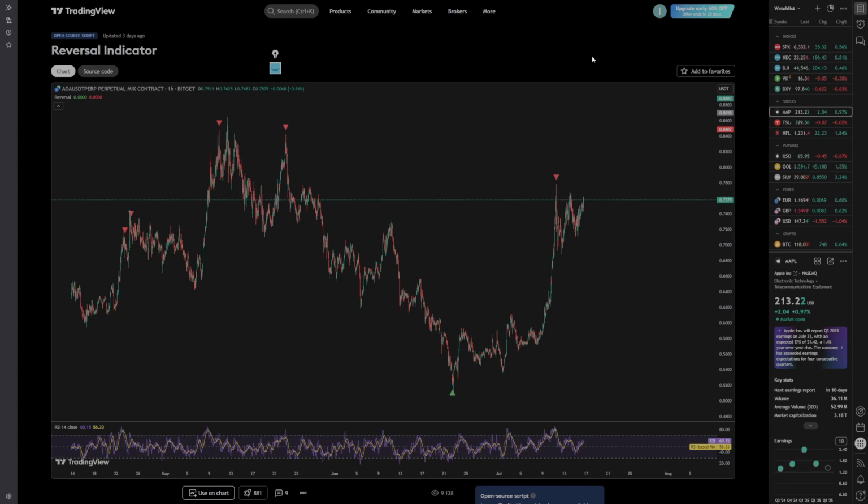To wrap this up, if you really want the edge, combine this indicator with market structure. Look at support, resistance, and trend lines. Don't rely on indicators alone, always understand the story the chart is telling.